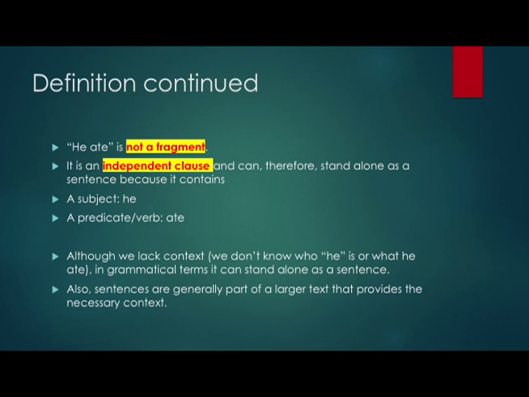Okay? It is an independent clause and can therefore stand alone as a sentence because it has the subject, he, and the predicate or verb, which is ate. So yes, we are lacking some context. We don't necessarily know who he is or what he ate from just this one sentence, but in grammatical terms, it is an independent clause which can stand alone. Also, just remember that sentences are generally part of a larger text that provides the necessary context for us to understand what's going on here.